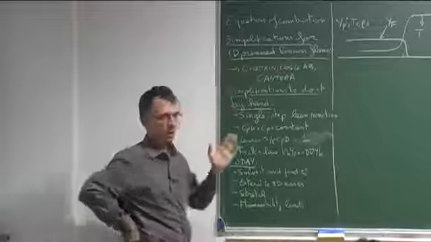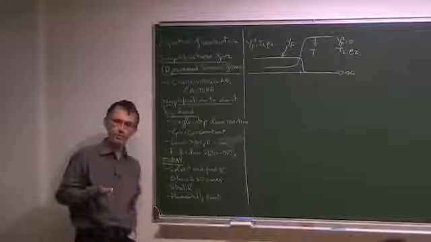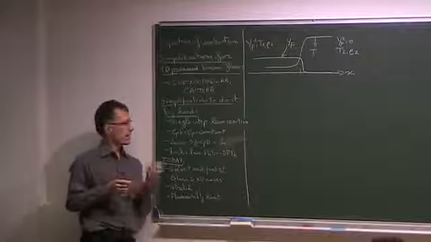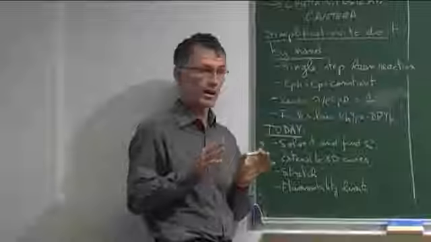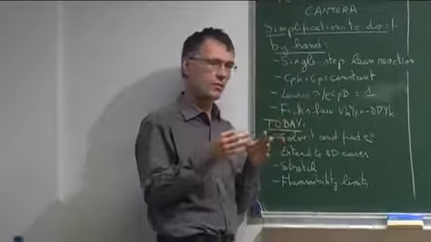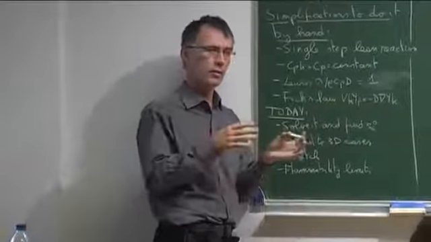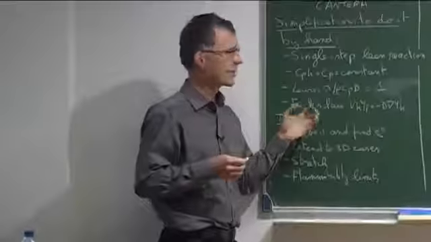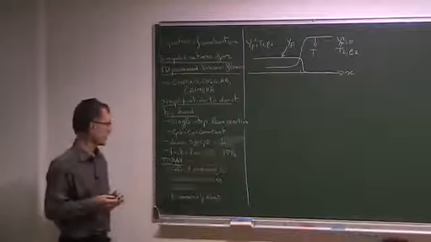To do that, I introduced additional simplifications last time. I said I wanted to use a single-step lean reaction where the fuel was controlling the reaction rate. I said all the Cp's, the heat capacities, are constant and they are equal. I said the Lewis number, which is the ratio of the heat diffusivity to the species diffusivity, is equal to unity. So the fuel and the heat diffuse in the same way. And I use Fick's law, which is not a limitative approximation for the diffusion velocities.